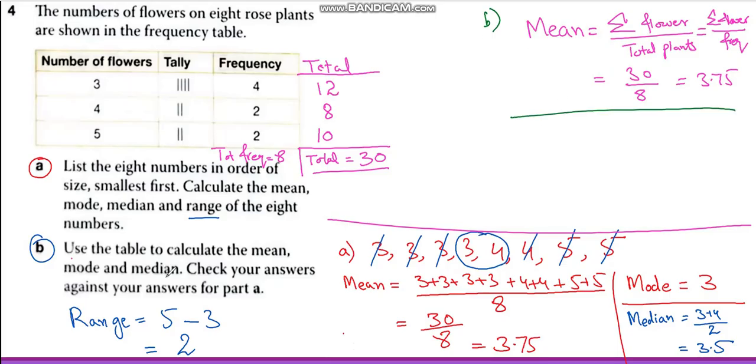Now to find the mode, mode is again the most frequent number, so we can again mention the mode as 3 because 3 is the most frequent data. Its frequency is the highest.